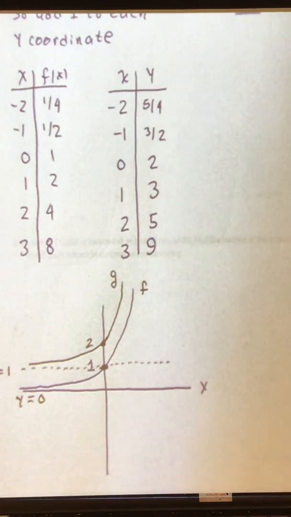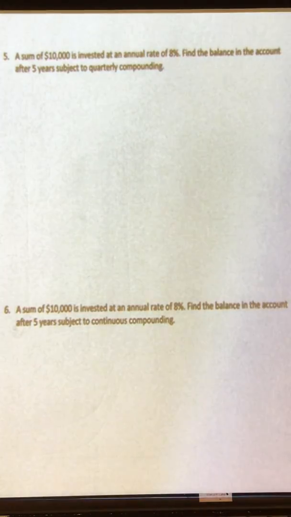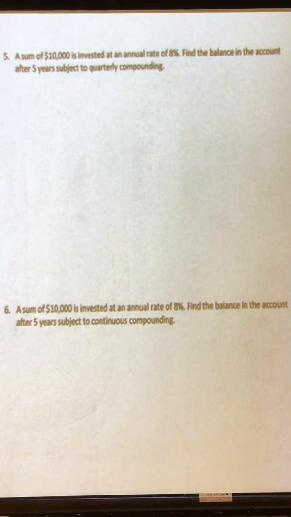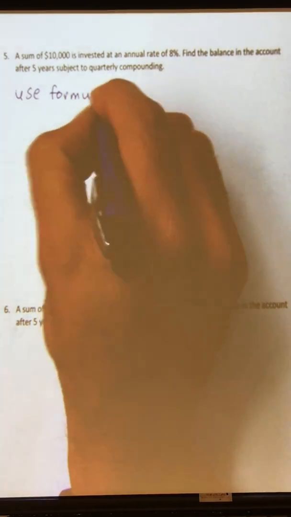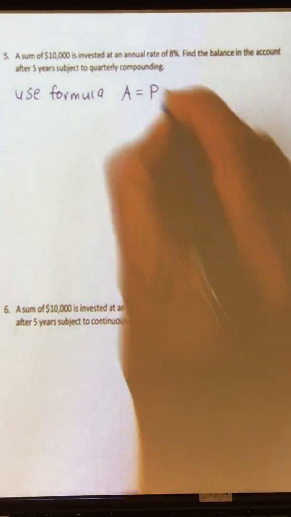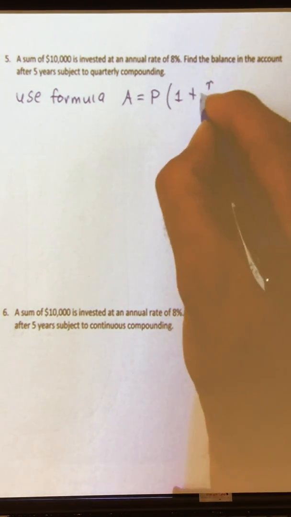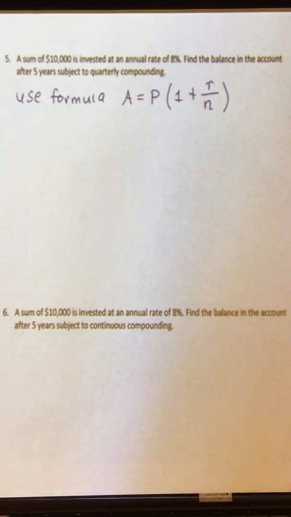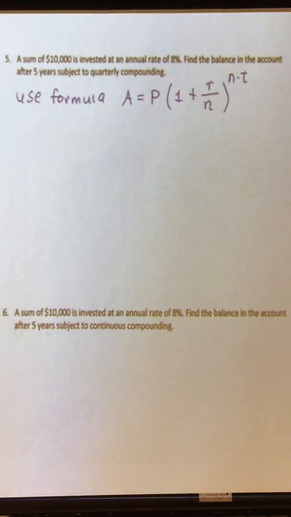Let's go on to problem number 5. A sum of $10,000 is invested at an annual rate of 8%. Find the balance in the account after 5 years if we have quarterly compounding. So here we'll use a compound interest formula. The amount in the future is given by the starting amount, the principal P, times 1 plus the interest rate R divided by N, which is the number of compounding periods in a year, raised to the N times T. T represents time in years.